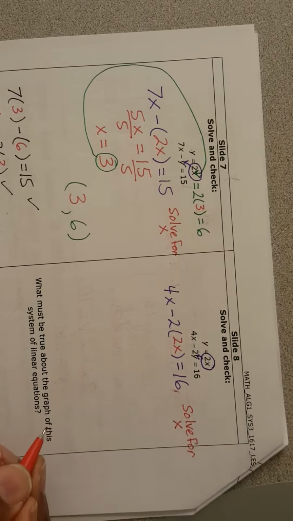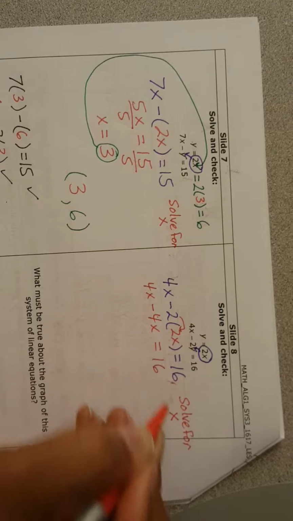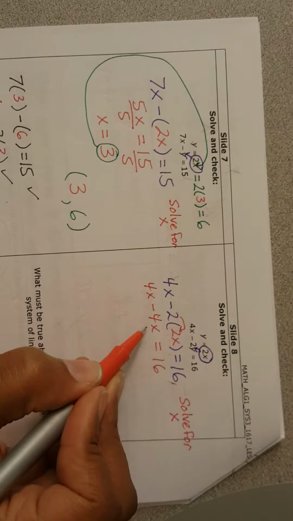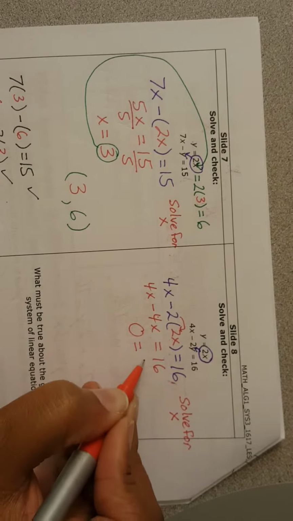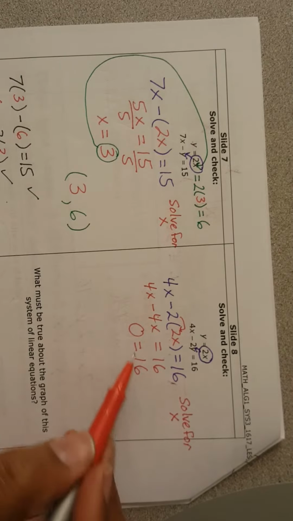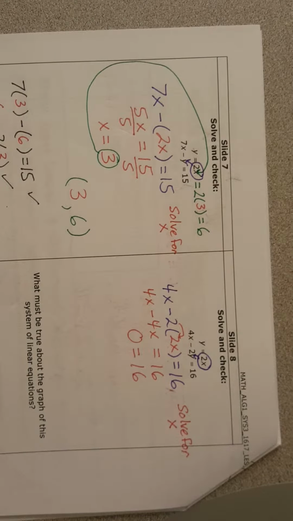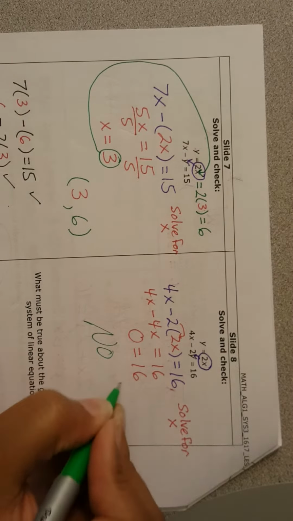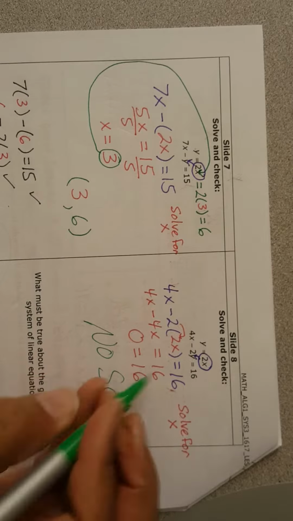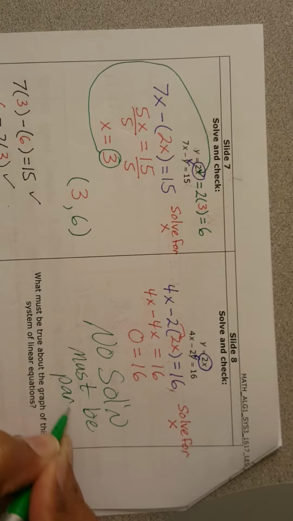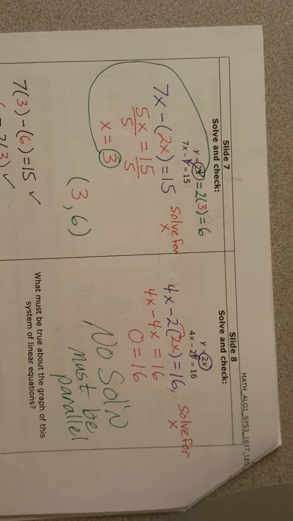For x, minus, distribute, four x equals 16. Something's different this time. 4x minus 4x becomes 0. 0 does not equal 16. Because these two numbers are not the same, this must be one of our special cases. This means there is no solution. So these two lines must be parallel. That's the only way to get no solution.